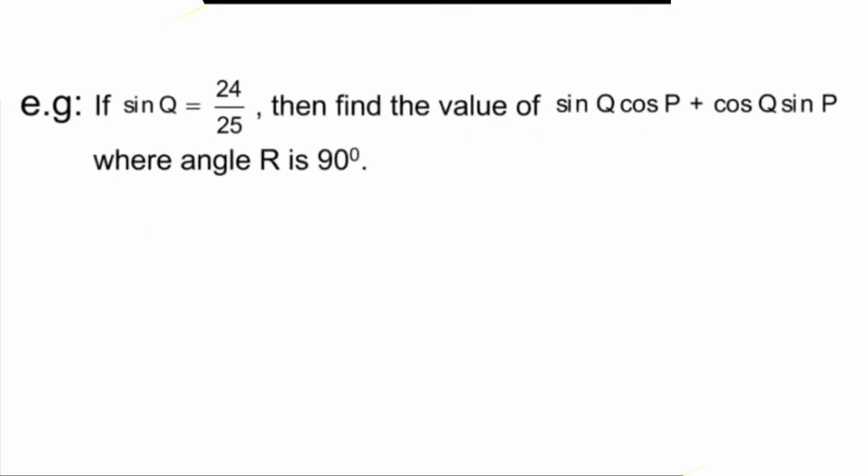Next, if sin Q is equal to 24 by 25, then find the value of sin Q cos P plus cos Q sin P, where angle R is 90 degrees. Children, in this problem, the value of sin Q is given. We need to find the value of this expression. So, let us start.